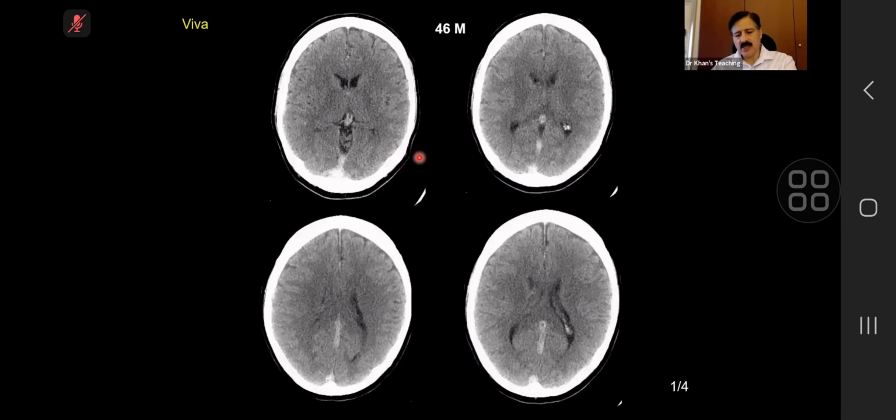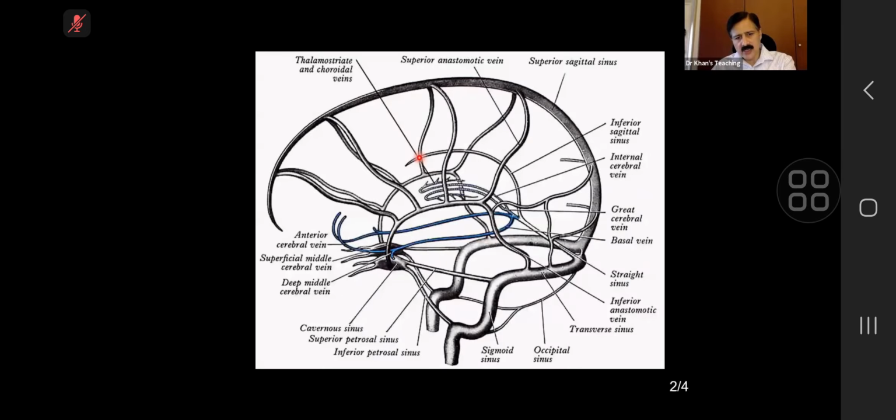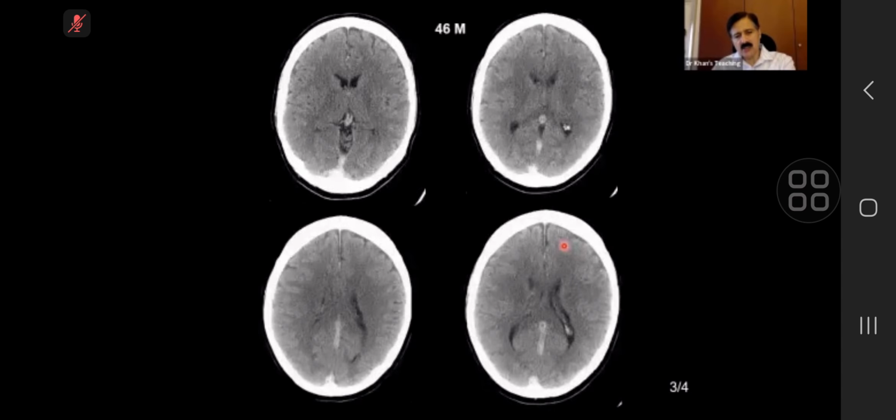Now, in this particular case, if you go back, you remember that this is the internal cerebral vein. Both of them join together to form the vein of Galen and then the straight sinus. This is the superior sagittal sinus. This is the inferior sagittal sinus. And this is the straight sinus. So you can see that this is thalamus, this is thalamus.